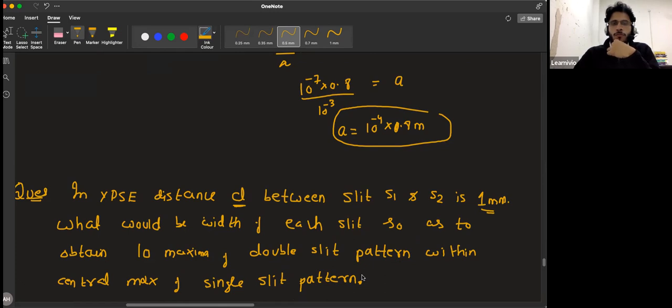What is written, distance D? In Young's double slit experiment, distance D between slit S1 and S2 is 1 mm. What would be the width of each slit so as to obtain 10 maxima of double slit pattern within central maxima of single slit pattern? Do it. So what does YDS mean? Young's double slit experiment. In Young's double slit experiment, distance D between slits.